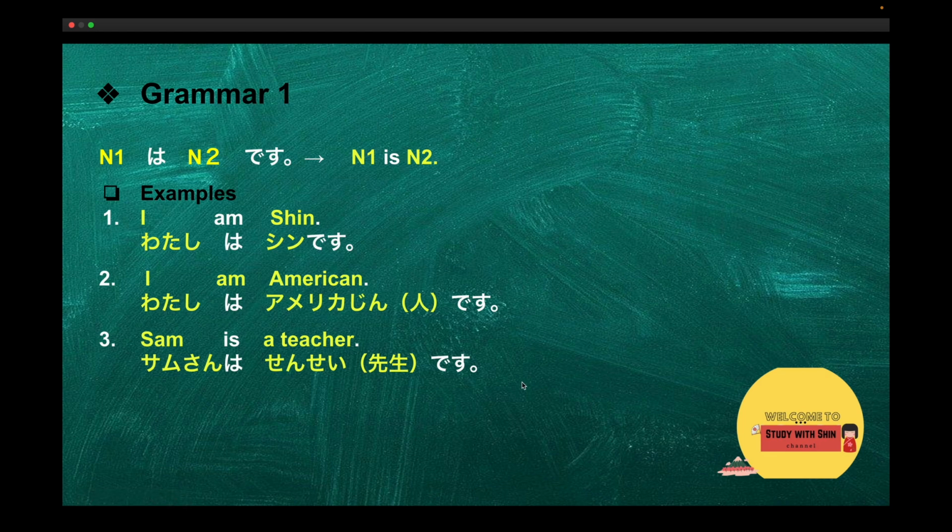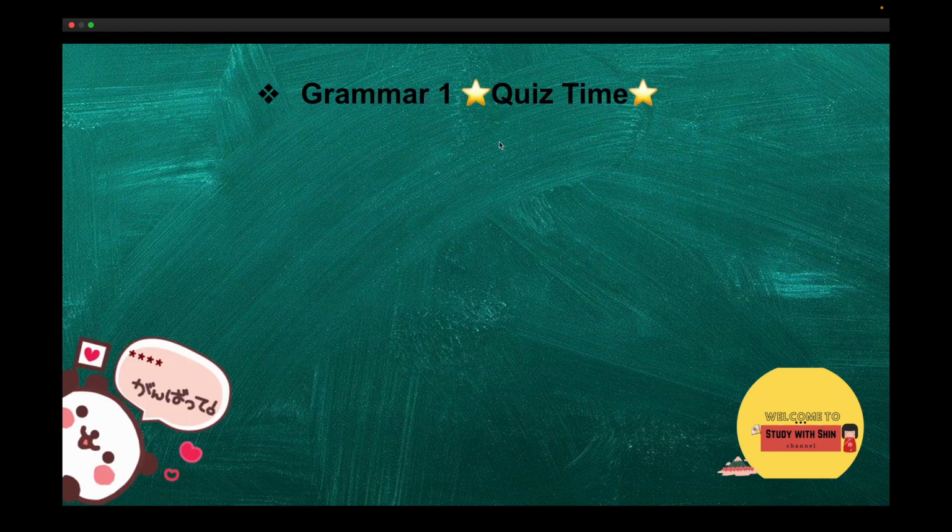Samu-san wa sensei desu. Let's do a quiz for the grammar points we learned. Now let's introduce yourself and say your name. So in order to say your name, you have to say I am, your name. And then this sentence structure, we just learned it right now. Do you still remember it? Now let's take a look at how to say this together with me.